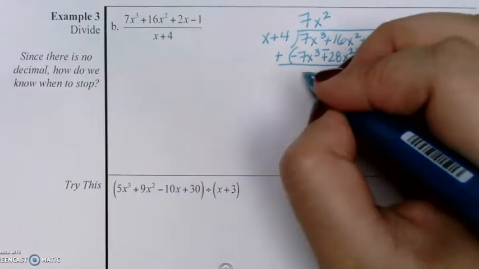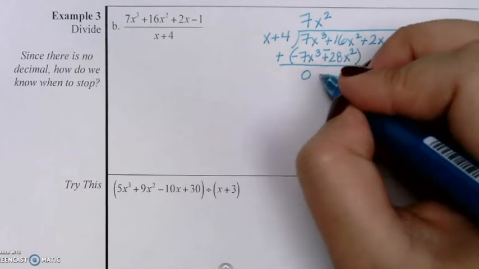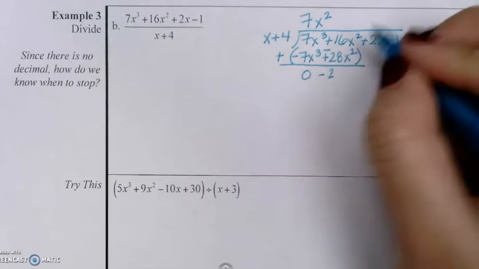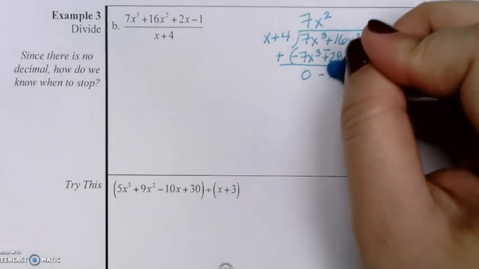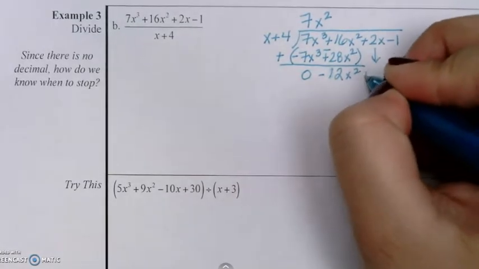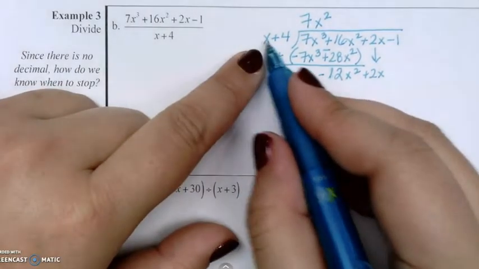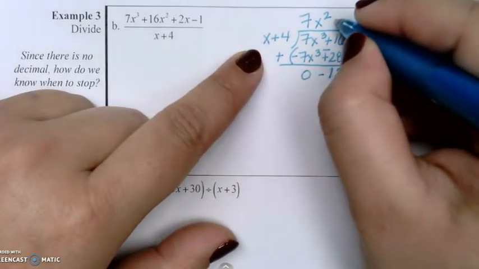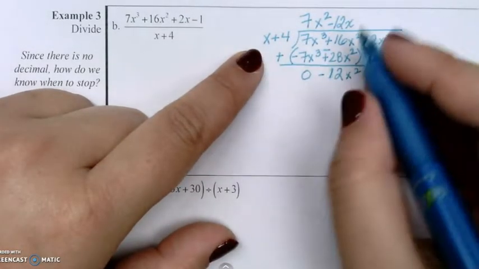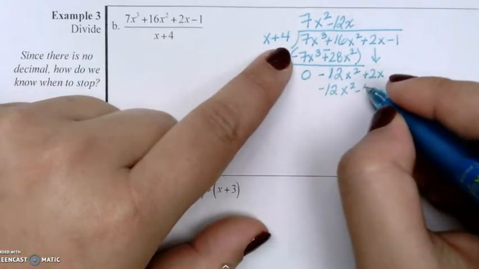7x cubed minus 7x cubed is 0. 16x squared minus 28x squared gives me negative 12x squared. Bring down my plus 2x. And then identify. x goes into negative 12x squared how many times? Minus 12x. Multiply. Minus 12x squared minus 48x.